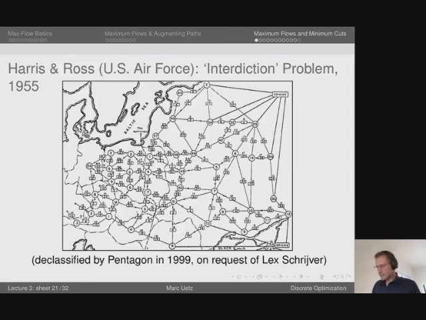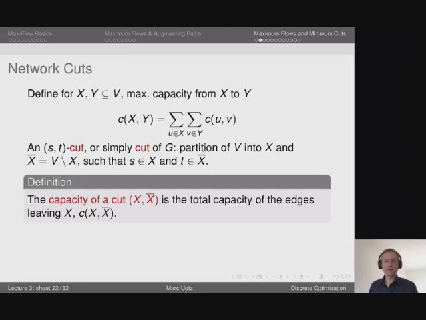In any case, there is a historical connection about computing maximum flows, in this case towards East Germany, and minimum cuts in the corresponding transportation network. But not only is there a historical connection, there is also a mathematical connection. As I said, these two problems are actually duals of each other. And in order to see that, we have to define the notion of cuts. First of all, we define for any two subsets, X and Y, of the vertices of the graph, the maximum capacity that could be transported from X to Y. So this C of X comma Y is just the sum of all the upper capacities of all the edges that go from the set X to the set Y.